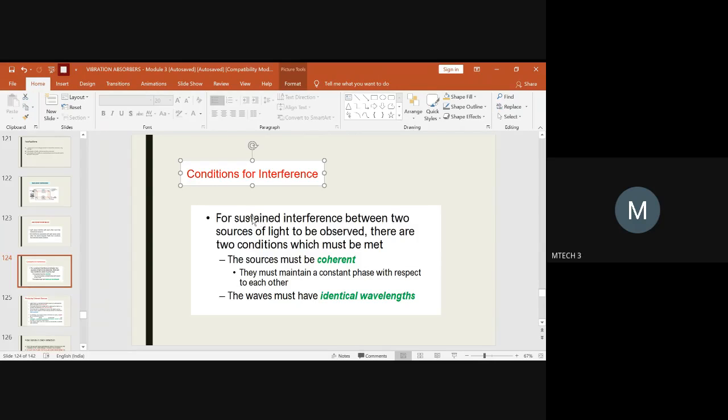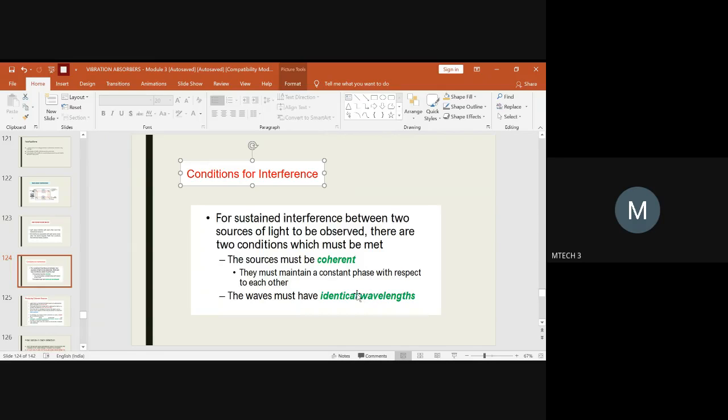So if you have a sustained interference between the two sources of light, the interference occurs mainly due to two conditions. What is the first one? The source you are using must be coherent. The second thing is that the wave, how it is moving, should be of identical wavelength.